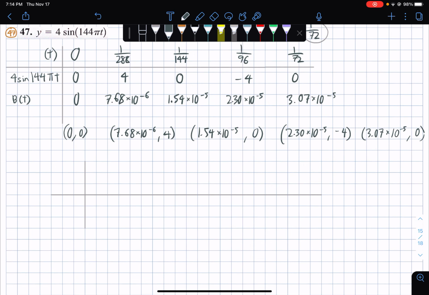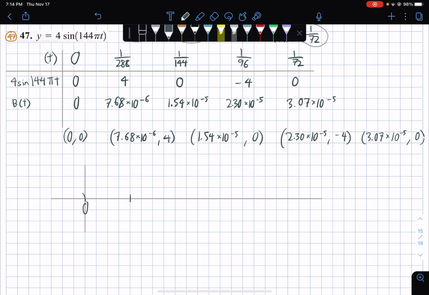Let's make the graph. 0, 7.68 times 10 raised to negative 6, 1.54 times 10 raised to negative 5, 2.30 times 10 raised to negative 5, 3.07 times 10 raised to negative 5. Okay, the amplitude is, here is positive 4, here is negative 4. We have this.